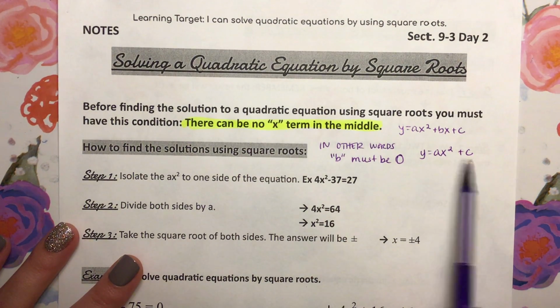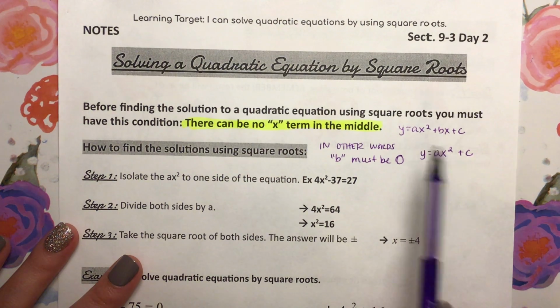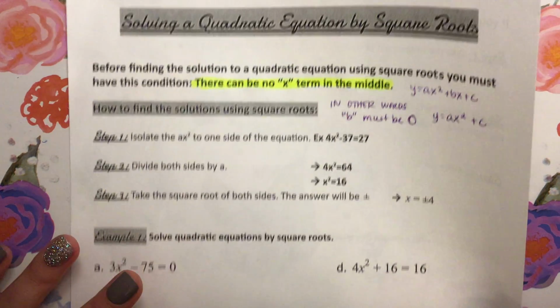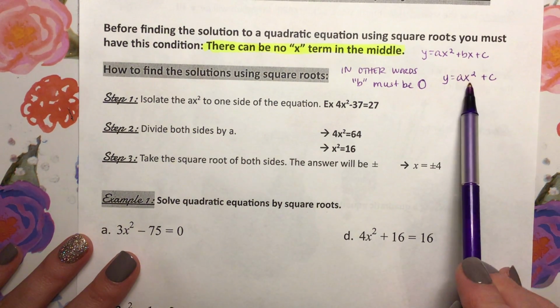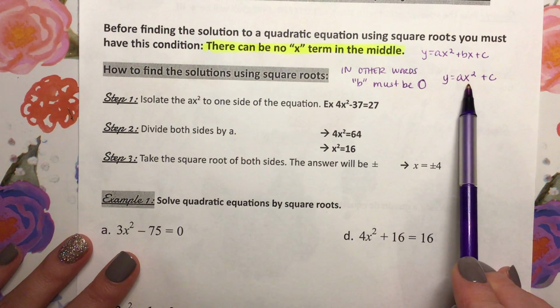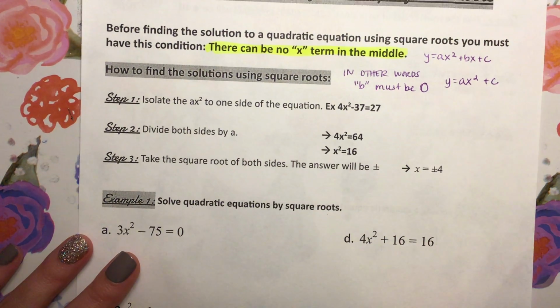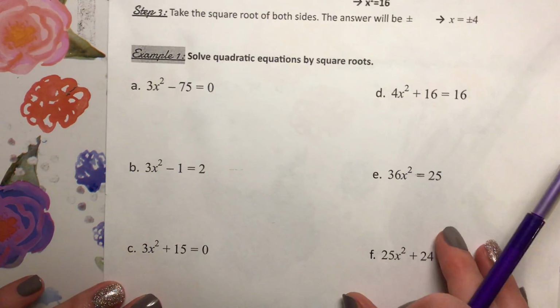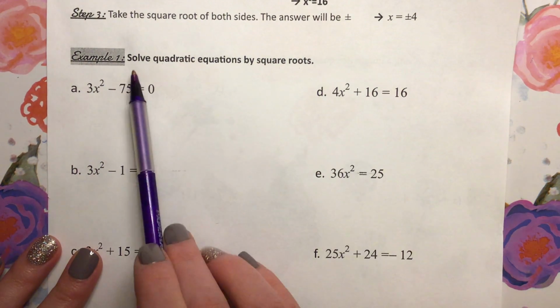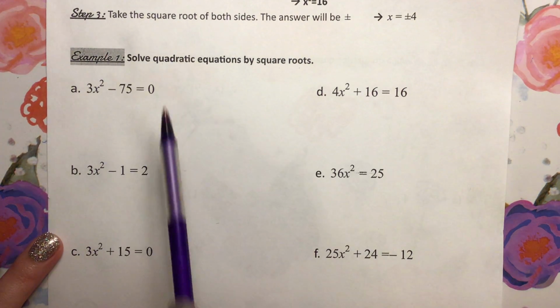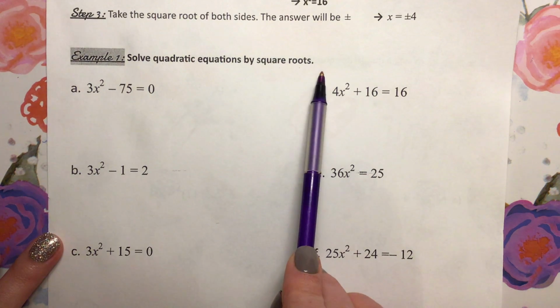When we have it in this form, we're able to solve using the strategy I'm about to show you. So the first thing you're going to do is get the ax squared all alone, and then get the x squared all alone, and then square root both sides. So let's just jump into the example so you can see what I mean by that. In example 1, we're going to do the first 4. It says solve quadratic equations by square roots.